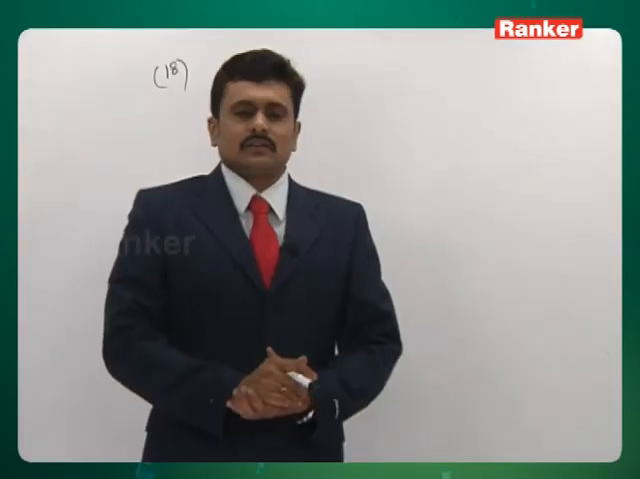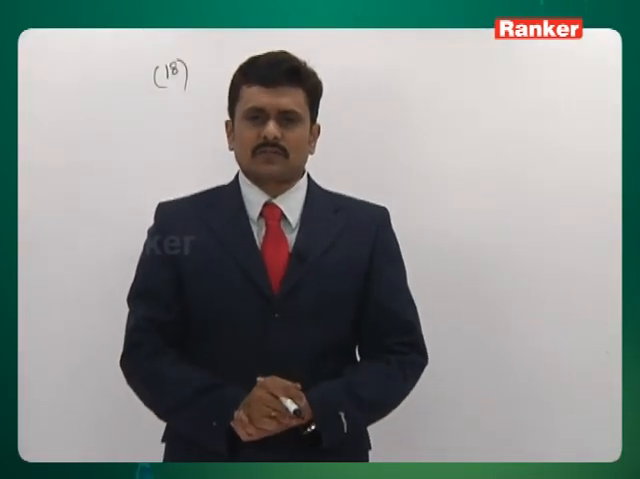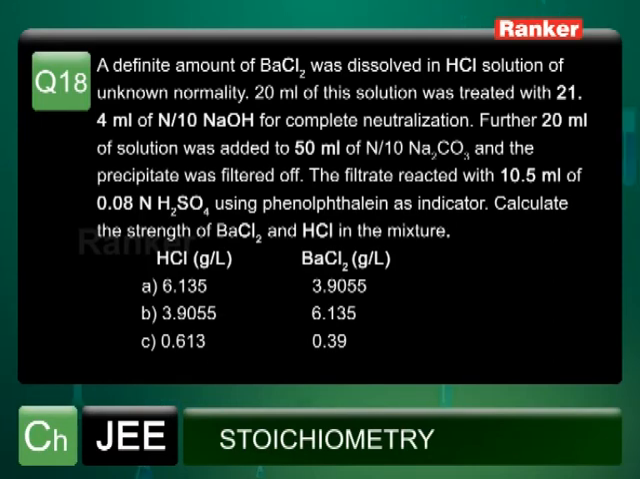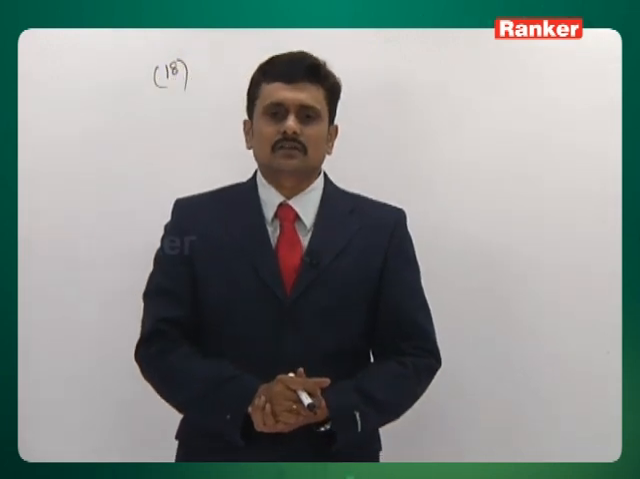In the next question we have a definite amount of barium chloride and HCl with unknown normality. 20 ml of this solution was treated with 21.4 ml of 0.1 normal NaOH for complete neutralization. Further, to 20 ml of the same was added 50 ml of sodium carbonate 0.1 normal, and the precipitate was filtered off, and the filtrate reacted with 10.5 ml of 0.08 normal H2SO4 using phenolphthalein as indicator. Calculate the strength of barium chloride and HCl in the mixture. That is, you have been asked to find the weight of each in the mixture.